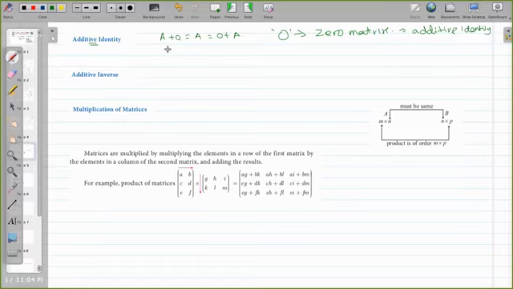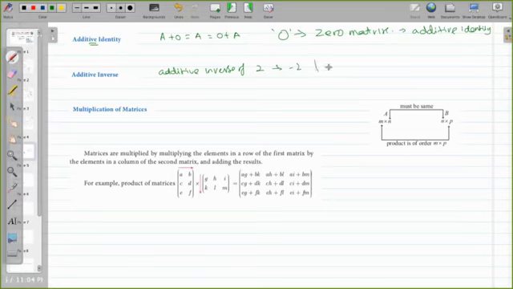Additive identity matrix. Okay, children. Similar way for additive inverse. Hope you remember the additive inverse. That means actually the opposite sign. So additive inverse of 2 is nothing but minus 2.